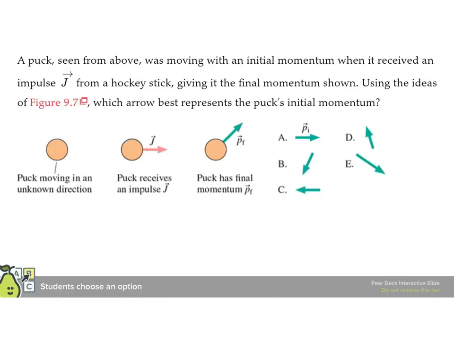Right. A puck, seen from above, was moving with initial momentum when it received an impulse J from a hockey stick, giving it the final momentum shown. The J is also shown. Which arrow best represents the puck's initial momentum? So we don't know where that should be out here, but we do know that when we add this to whatever we had, we get this.